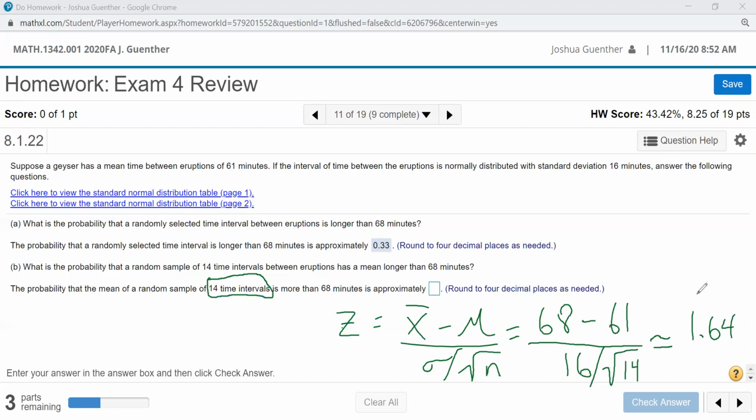So notice the z-score is much more extreme. That's not a coincidence. So now what we want is the probability that z is greater than 1.64. And I know it's greater than because the problem just says the probability that it's more than 68 minutes.